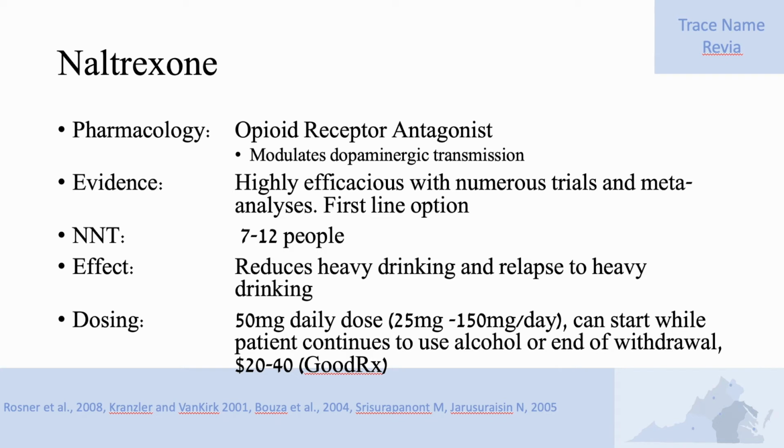The usual initial target dose is 50 milligrams daily, and it can be started at that dose or given initially at 25 milligrams daily for a few days to a week and then titrated up to 50 milligrams daily. Note that naltrexone is also available in a monthly injection that is FDA approved for both alcohol and opioid use disorder. Note that the oral naltrexone is not recommended for opioid use disorder treatment.